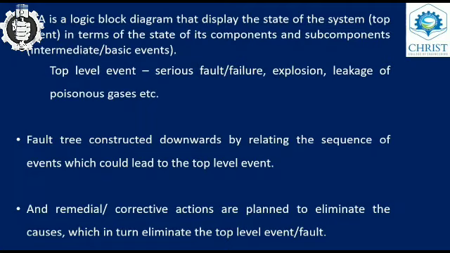So the top level event is a serious fault or failure, such as explosion, leakage of poisonous gases, etc. The fault tree is constructed downwards by relating the sequence of events which could lead to the top level event. So the top portion is for the system or top event, that means the failure, and we are going downwards with the subsequences, and the remedial and corrective actions are planned to eliminate the causes, which in turn eliminates the top level event or fault. That means a serious fault or failure can be avoided by proper methods using FTA.